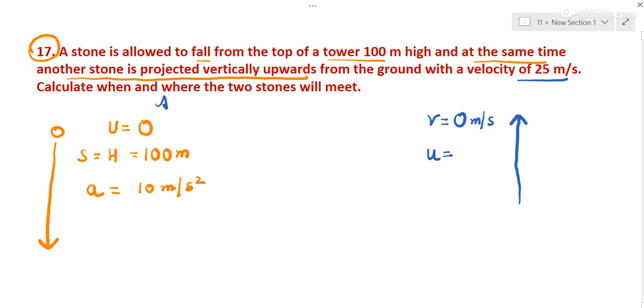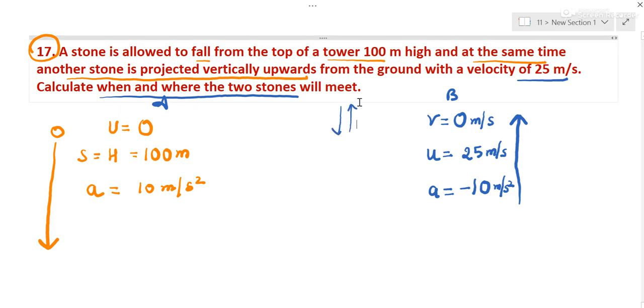So you can write here stone A and stone B. 25 meter per second, because the second stone is going up, so acceleration would be negative. I am taking, for convenience, 10. Calculate when and where these stones would meet. So one stone is going down, one is going up. Where will they meet? This is the question.